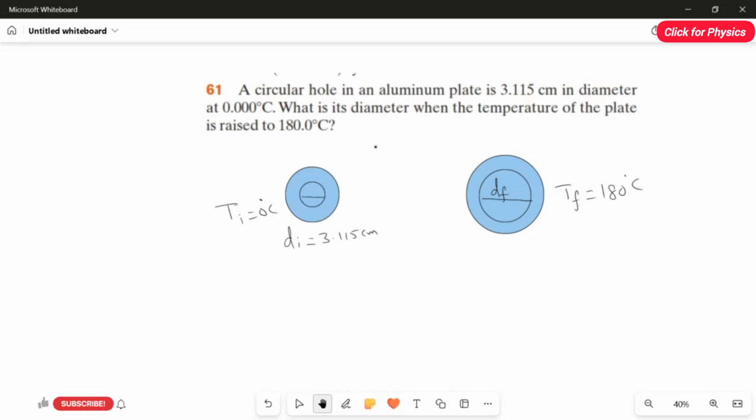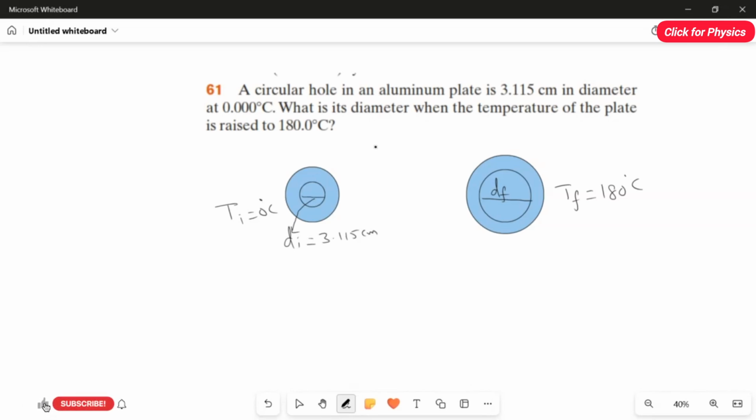So what we studied in chapter number 18 about thermal expansion. Here the diameter expansion is exactly similar to a linear expansion concept. Initially your diameter di takes the value of 3.115. When you subject this plate to some different temperature, what will happen? Its diameter will expand linearly. By using this, we are going to find df, that means the d final.